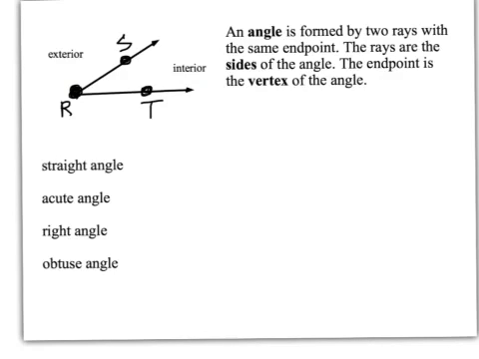Now we can also see that this is the interior of the angle, and everything else outside is the exterior of the angle. The rays are the sides of the angle, and the endpoint that they share is called the vertex. Now there's four types of angles that we're going to talk about here. The first is a straight angle. So here's the vertex, and the two rays form a straight angle.